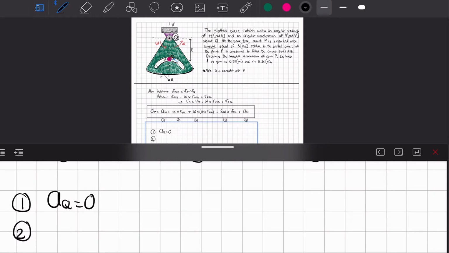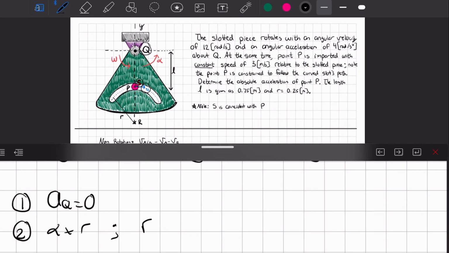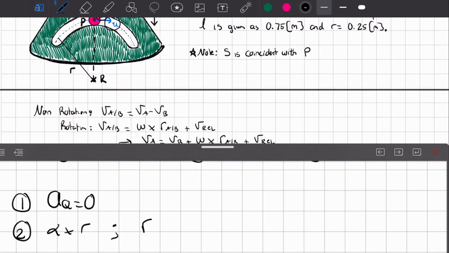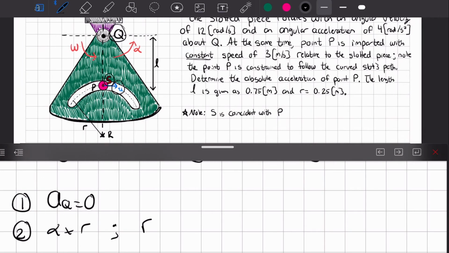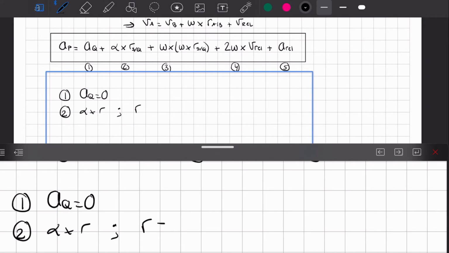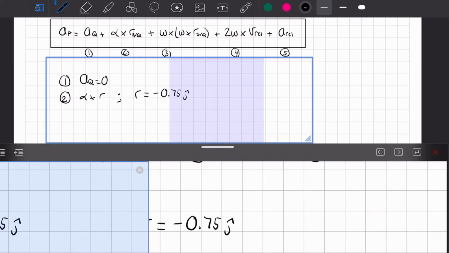Now for 2, we want to compute alpha cross r, where r is going to be that radial relative position vector of coincident point S with respect to point Q. So just zoom in a little bit more there so we can see what we're working with. Essentially, it's just going to be L, right? And we're given that's 0.75 meters, and we want point S with respect to point Q. So that's going to be negative i hat. So r is just going to be negative 0.75 j hat.